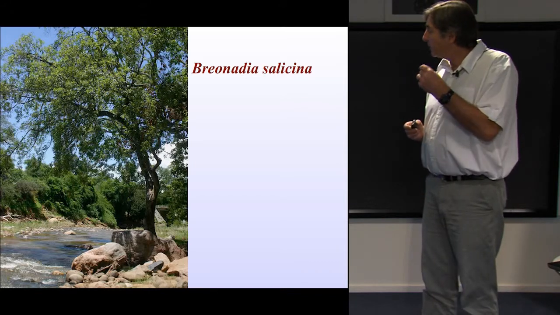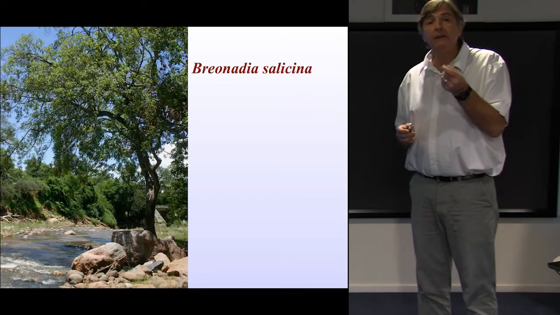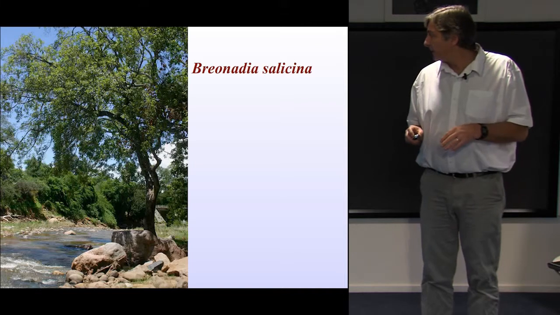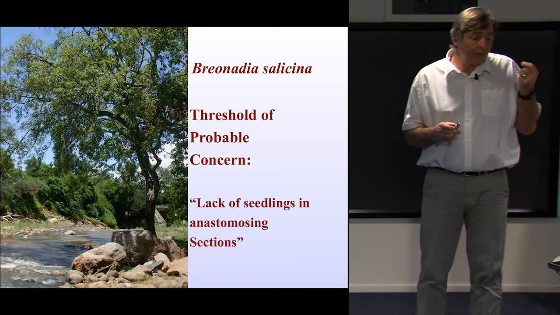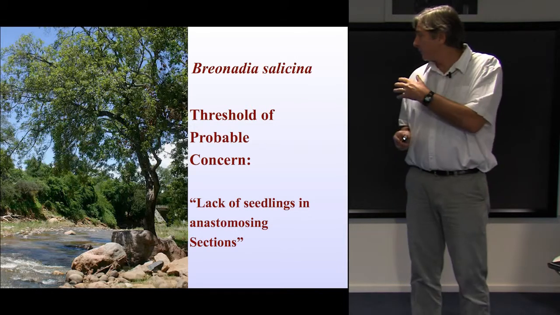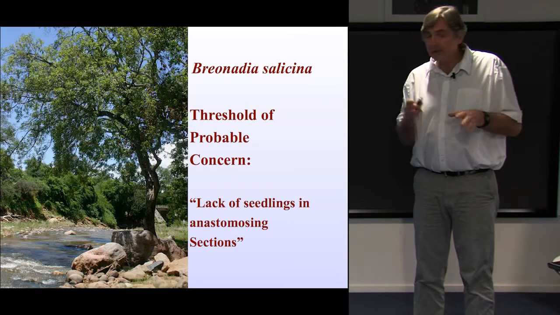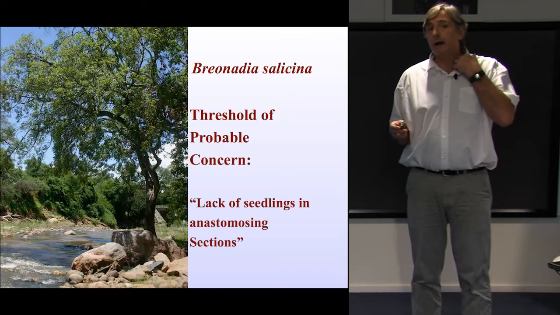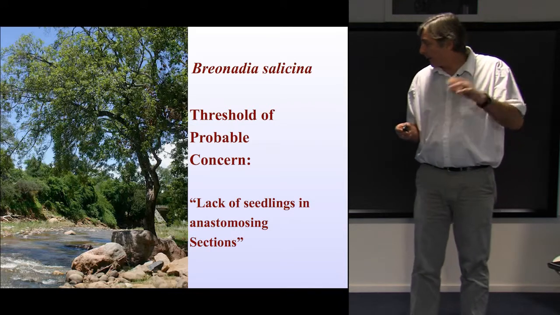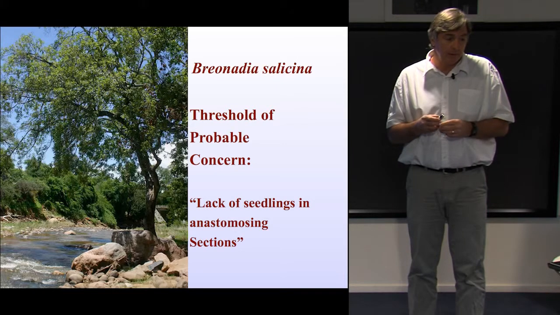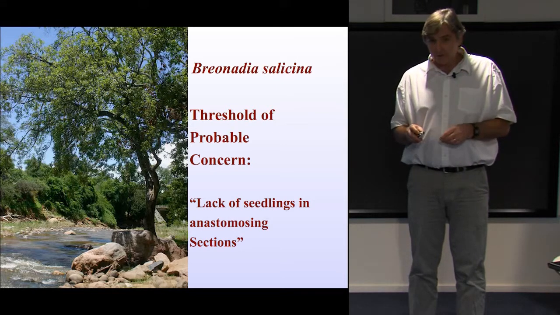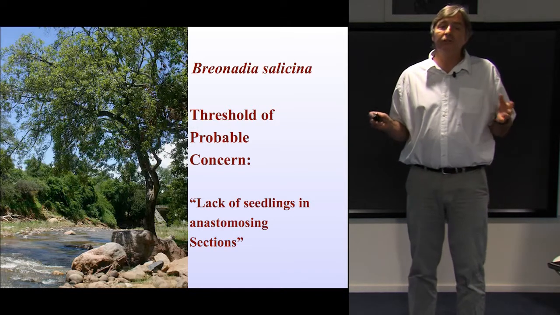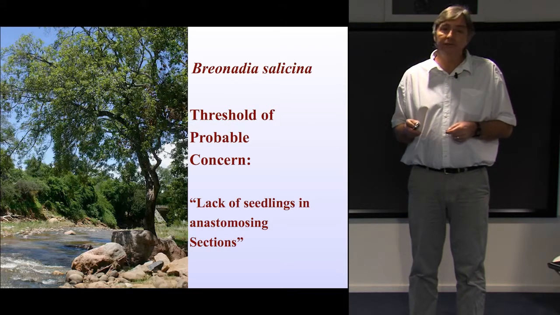And Breonadia is a good indicator species because the seedlings won't take in sedimented areas. So in this case, the threshold of probable concern would be if you're finding a lack of seedlings, because the adult trees will survive, in anastomosing or multi-channel sections of the river, indicating that you probably did have bedrock conditions, but now the sediment is covering over the bedrock, and that would be a long-term change in the river. So you can use all these different parts of the biodiversity to indicate what should be the flow conditions, the hydraulic conditions in the river.